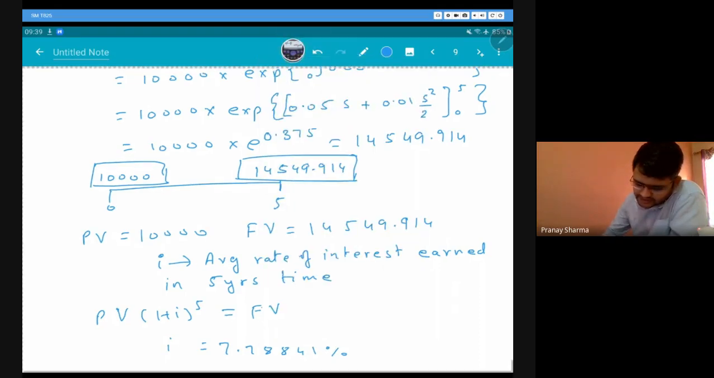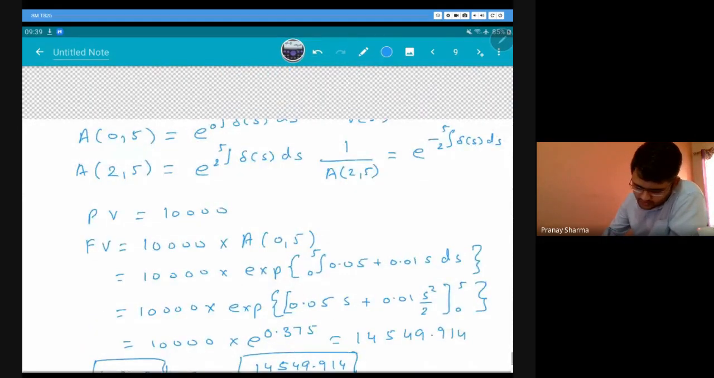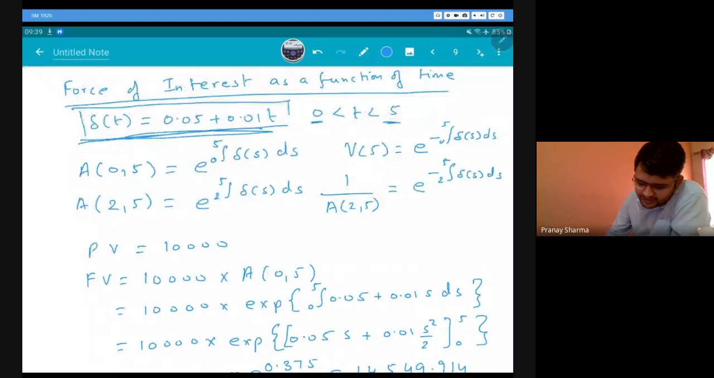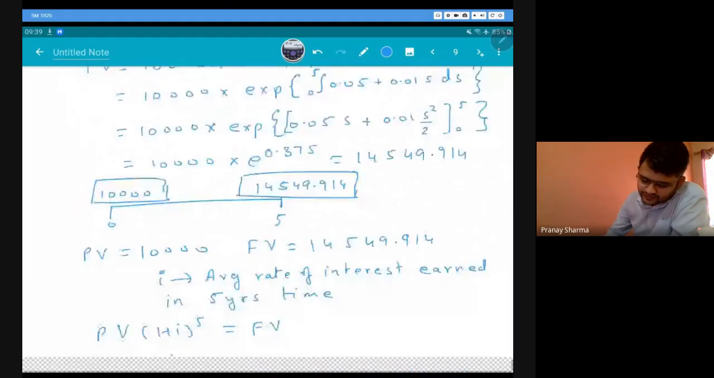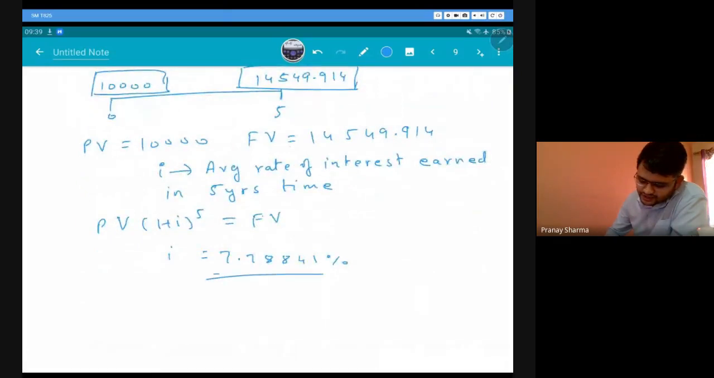That instead of giving you a variable rate of interest or variable force of interest, if I said that if you invest for 5 years, I will give you this much rate of interest throughout the 5 years, it will be basically the same thing. Okay. So this is nothing but average rate of interest earned over this 5 years time.